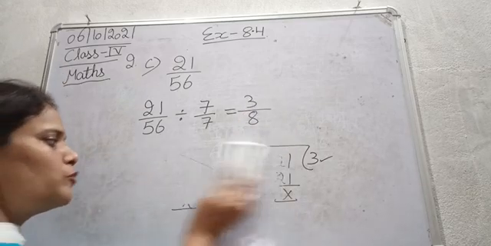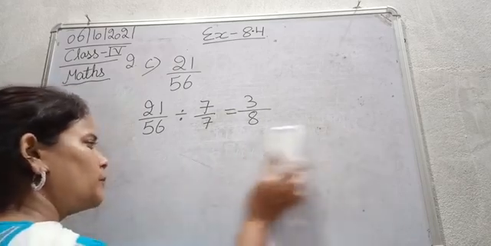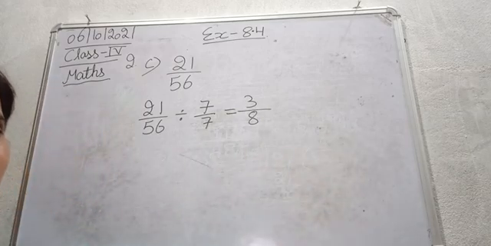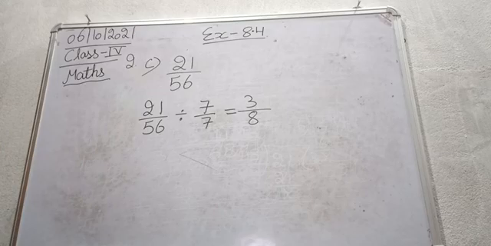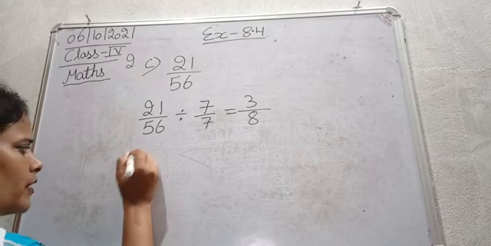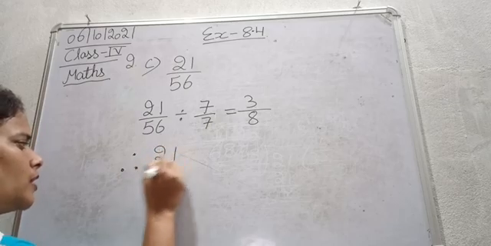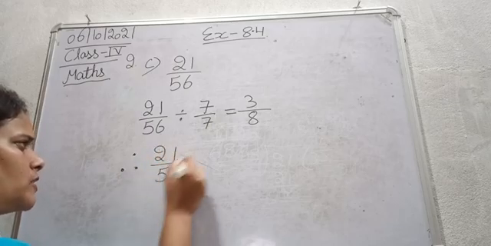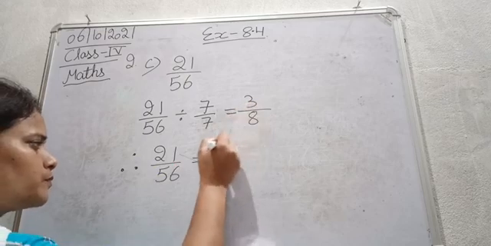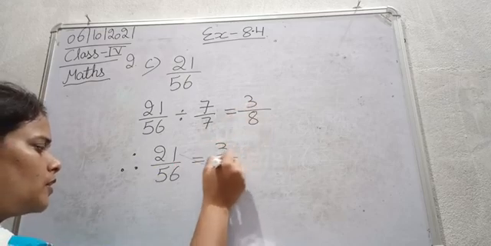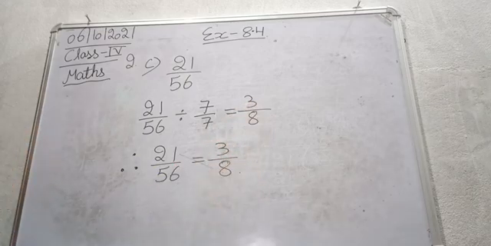Okay. So you have to observe in which table both the numerator and the denominator come together. Only then can you find the equivalent fraction with division. So we will write down, therefore, 21 upon 56 is equal to 3 upon 8. Okay. So this is the solution of question number 2 of exercise 8.4.